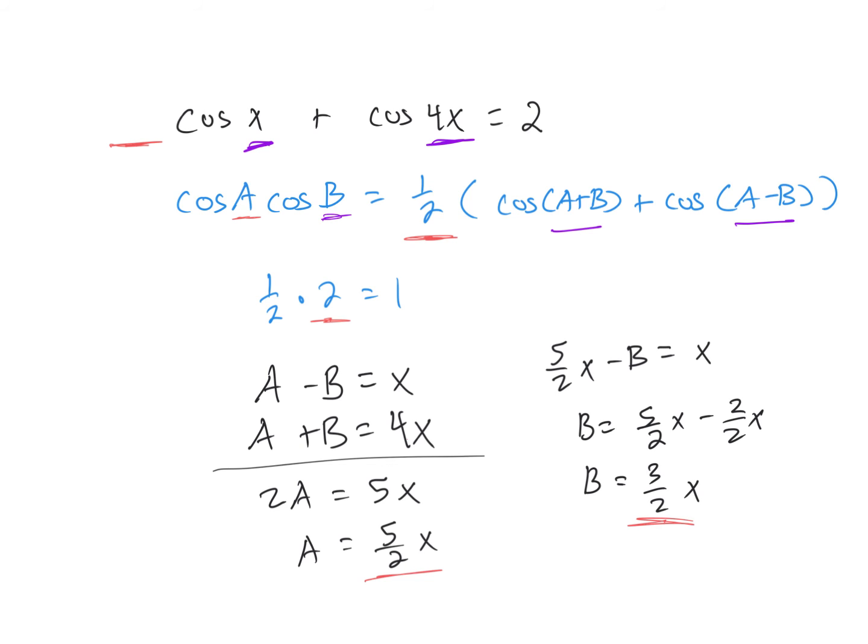So here we found what A is and what B is. So we can plug this back in. So we say this is 2 cosine of 5 halves X times cosine of 3 halves X. Remember, we indicated what A and B should be because 4X is larger than singular X, so it makes sense that the sum should be larger than the difference.